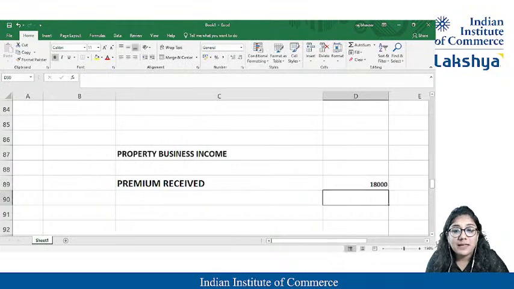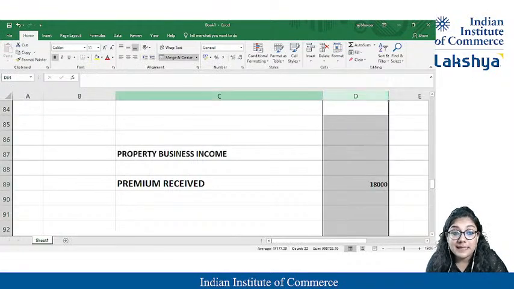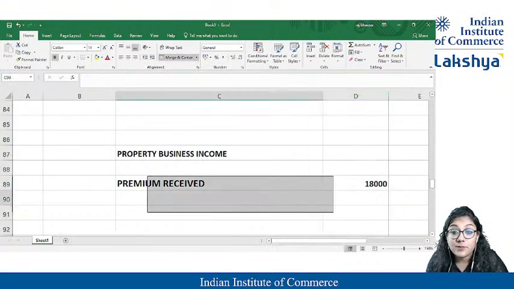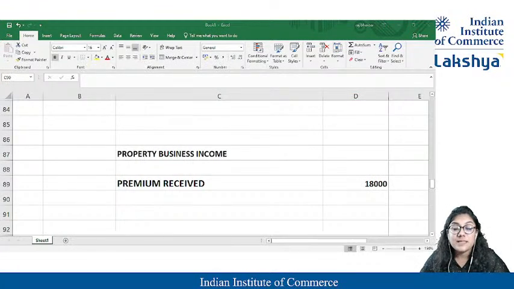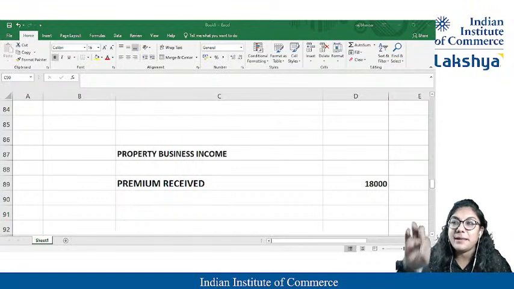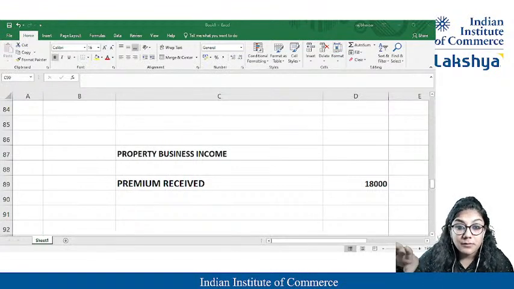So what will be the calculation, students? Do you know? So there is a situation where we have to reduce 2% and n minus 1. What was n minus 1? Ma'am, the number of years minus 1.